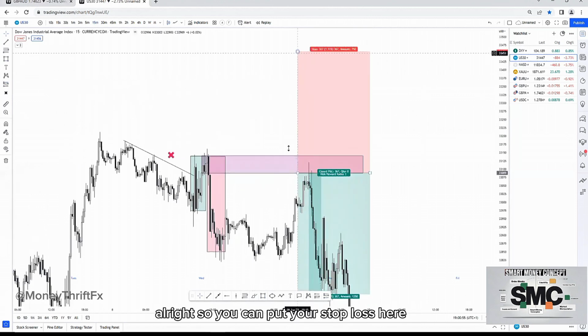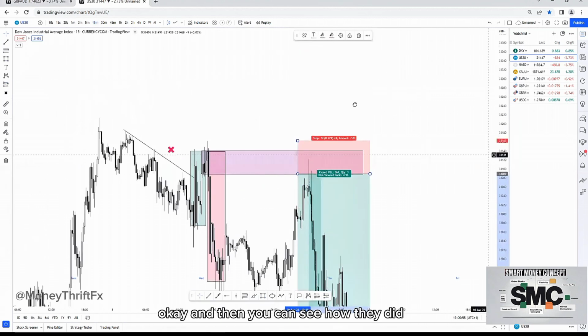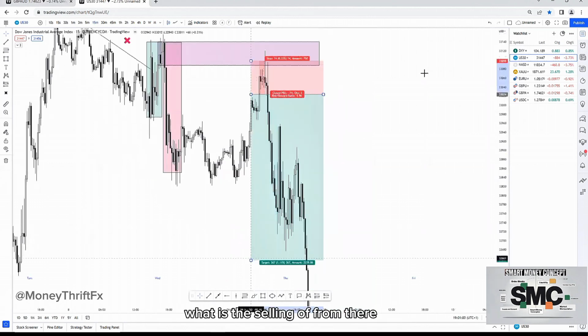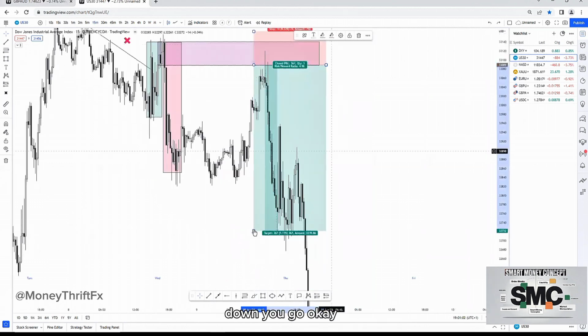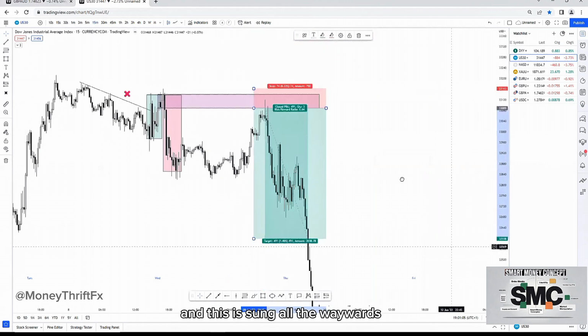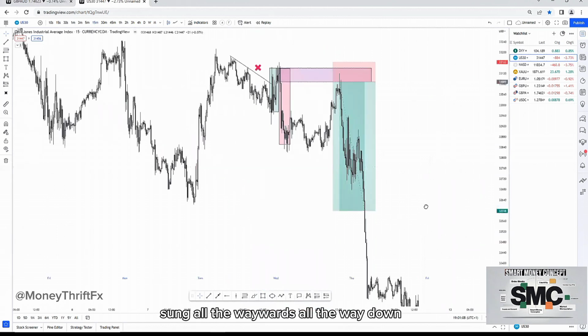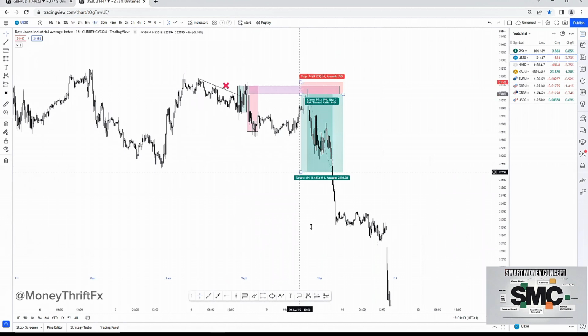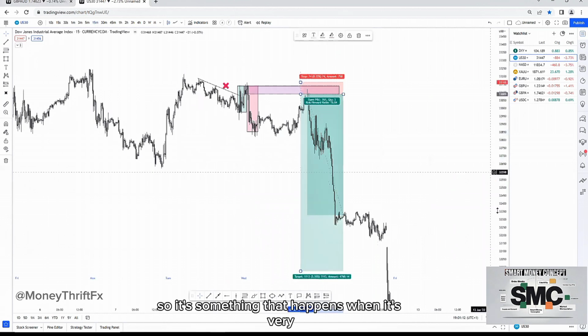So you can put your stop loss here, and then you can see how they started selling off from there. Down you go, down and down and down, and this thing sank all the way down. It went very, very low.